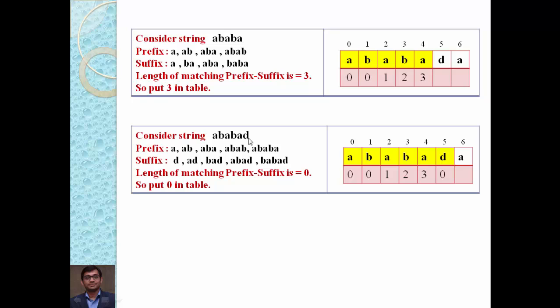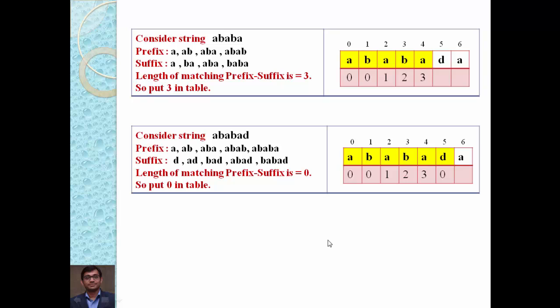We need to identify the common ones inside the prefix and suffix. So just check. A here, D here, not common. AB here, AD here, not common. ABA and here BAD, not common. ABAB here, ABAD here, this is not common. Here ABABA and here BABAD, this is also not common. So we can say the length of the matching prefix and suffix is equal to 0. So we need to put 0 here.